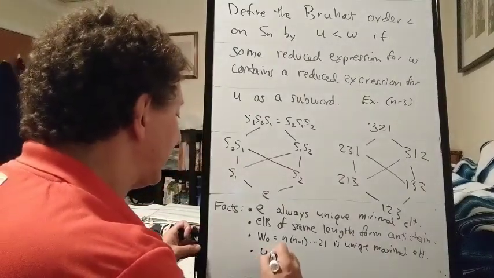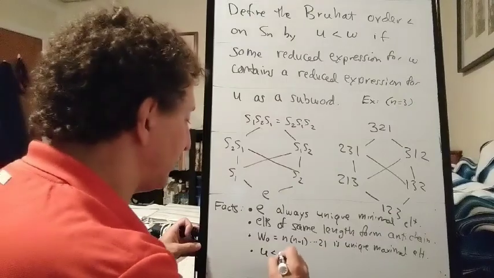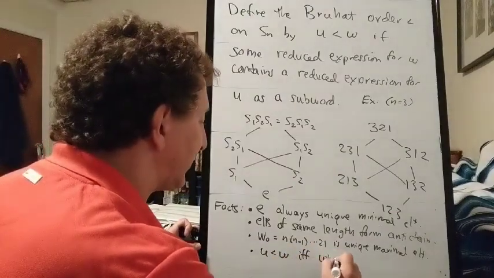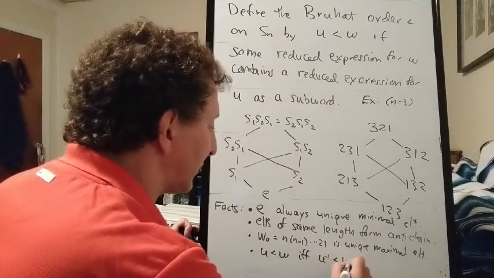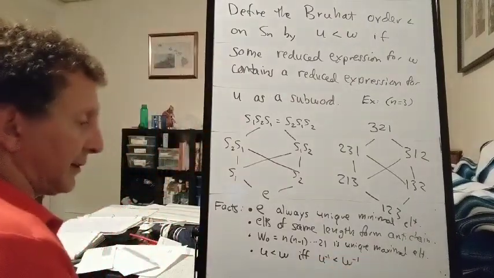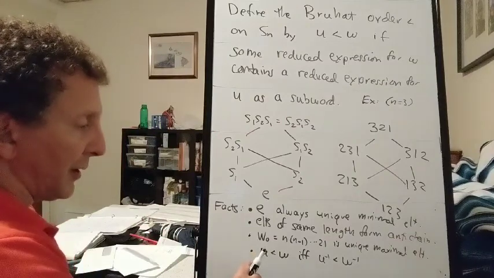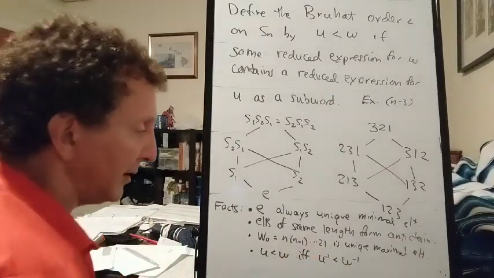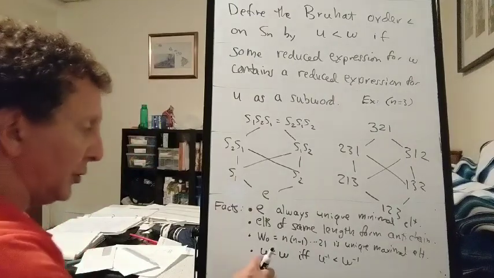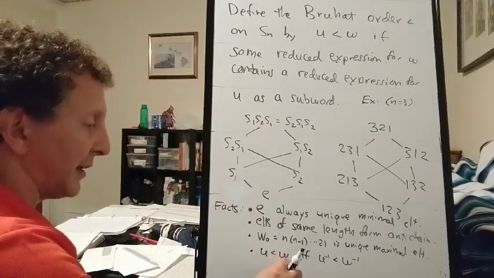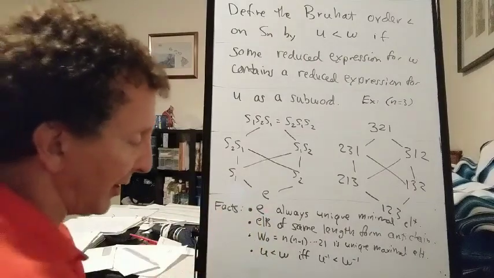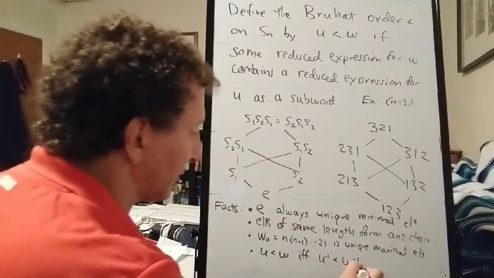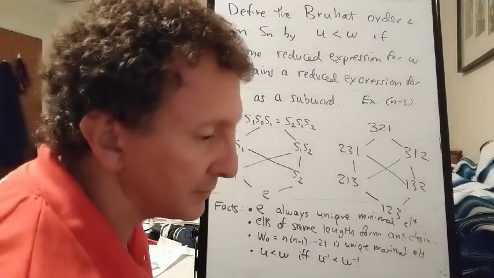Another easy fact is that U is less than W if and only if U inverse is less than W inverse. That's because every expression for U turned around is an expression for U inverse, and every expression for W turned around is an expression for W inverse. So if an expression for U is inside an expression for W, we turn them around, and that expression backwards is inside the backwards expression for W.